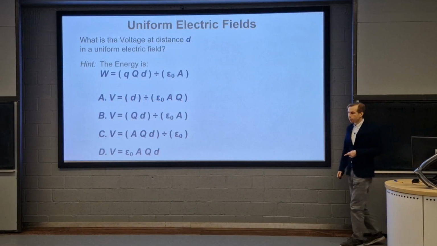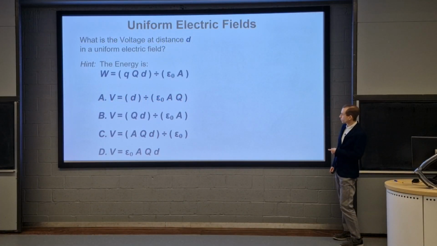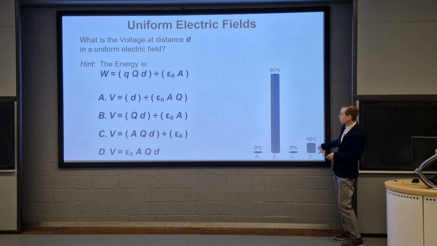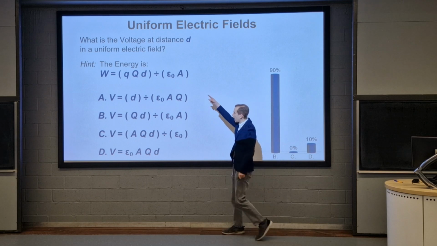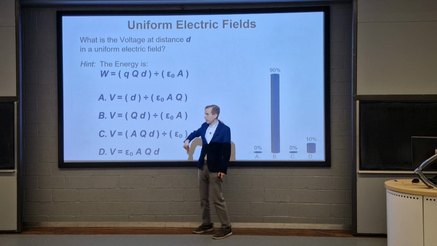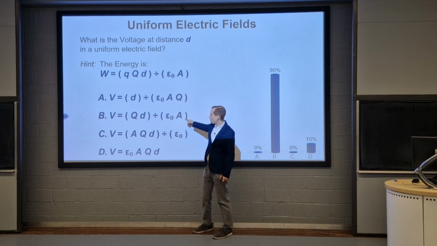Okay, let's see what everybody thinks for this one. What's the voltage inside our electric field? Okay, so some people think it could be D. Looks like most people going for B. So we just need to start from the energy, and then we just divide out that little Q there, and what do we get? Option B.